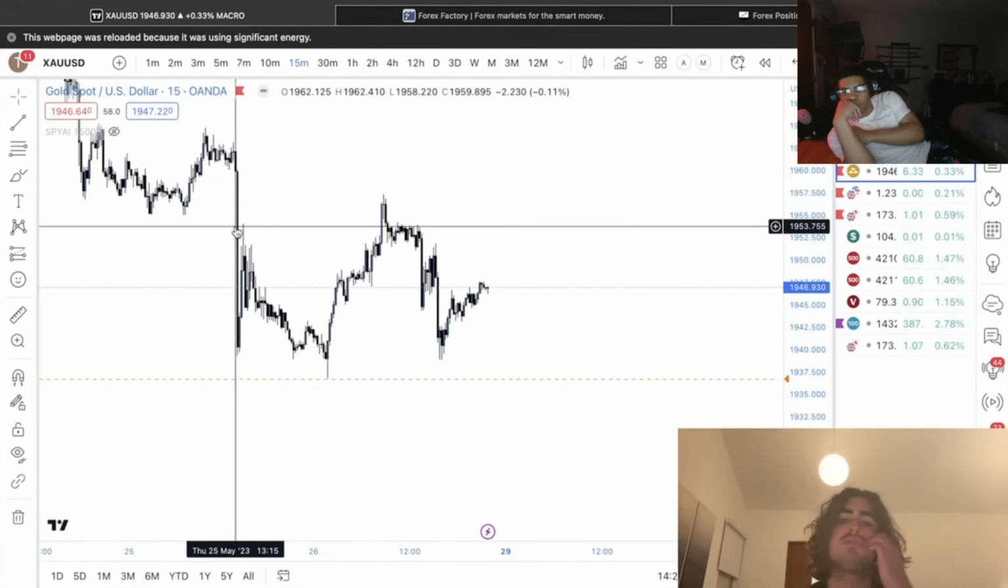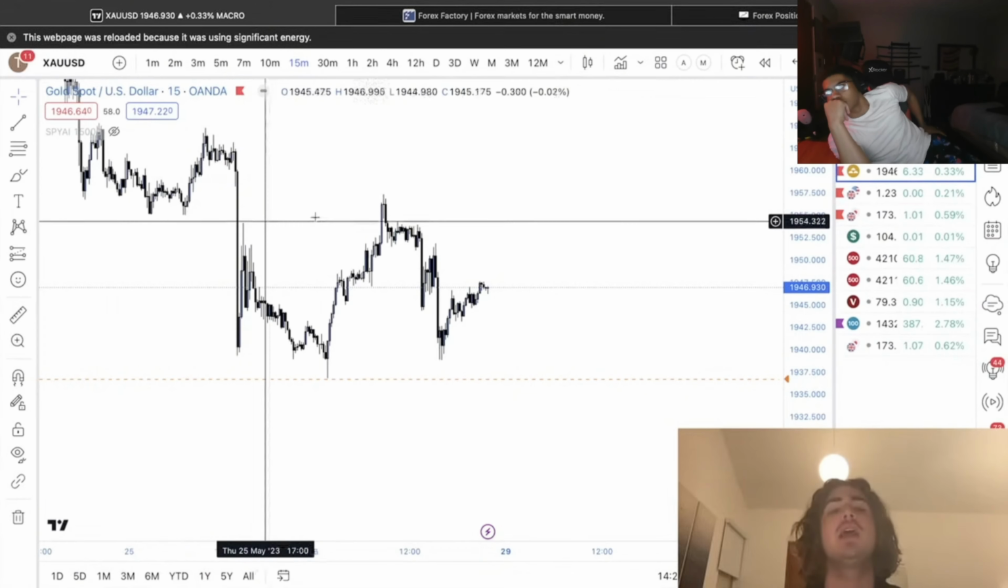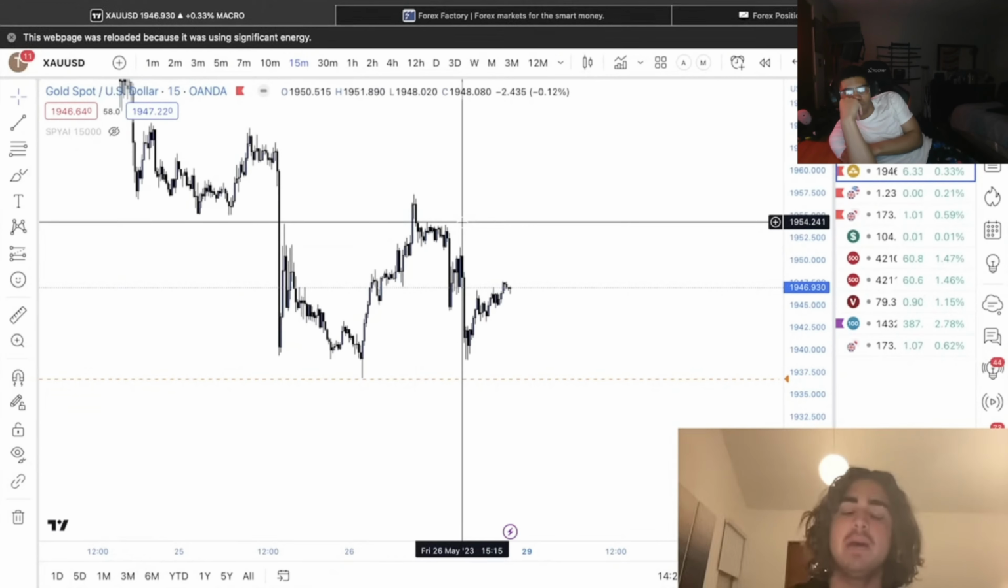We can't be trading off of retracements. We have to be trading off of momentum. I'm sorry, I just spaced out for a second.